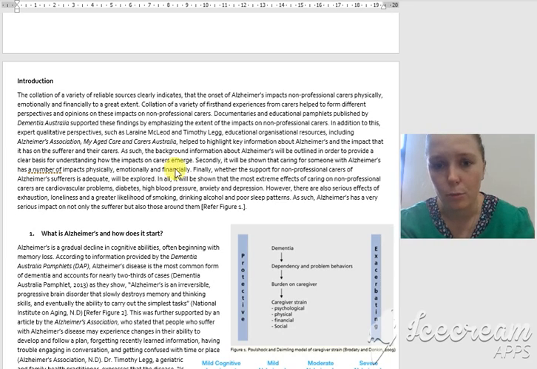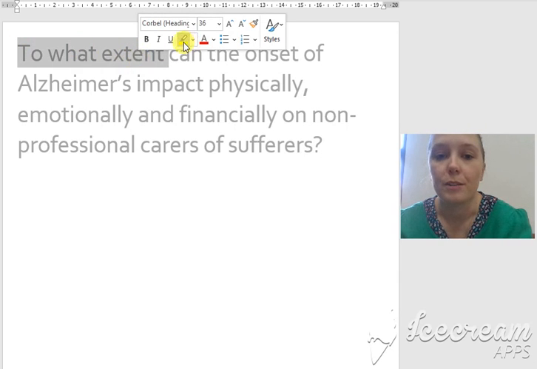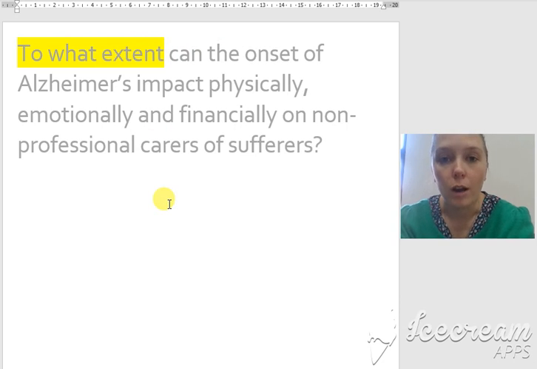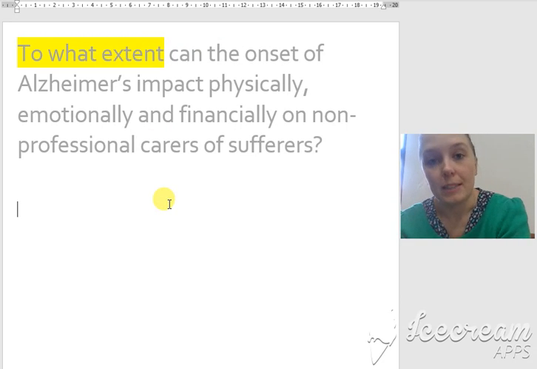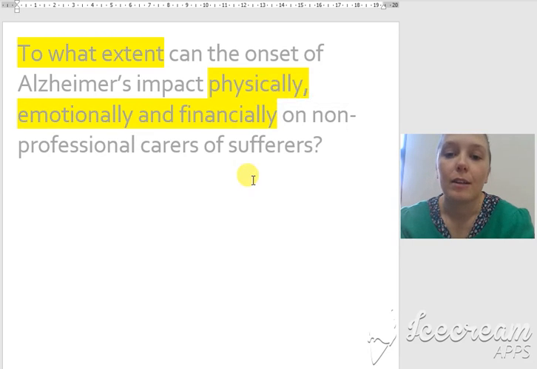So I've just put up an example here. It's not A plus, but I think it's a really good example of how to do synthesis clearly. So this student is trying to look at to what extent. That's a really important consideration, because at every point throughout their work, I should know the extent. So a great extent, a limited extent, somewhat, etc. The other thing that I notice when I look at this person's question is that there are going to be three facets to it, that they're going to address physical, emotional, and financial facets.